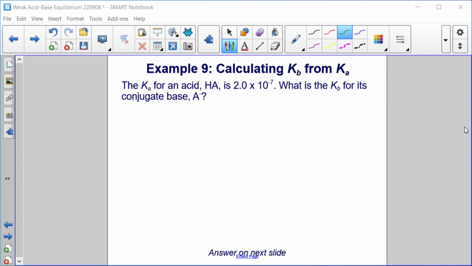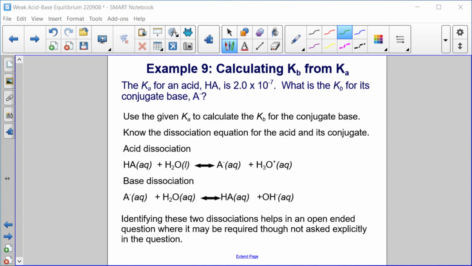Ka for an acid, HA, is 2.0 times 10 to the minus 7. What is Kb for its conjugate base, A minus? Use the given Ka to calculate Kb for the conjugate base. Know the dissociation equation for the acid and its conjugate. Here's the acid dissociation and the generic base dissociation.